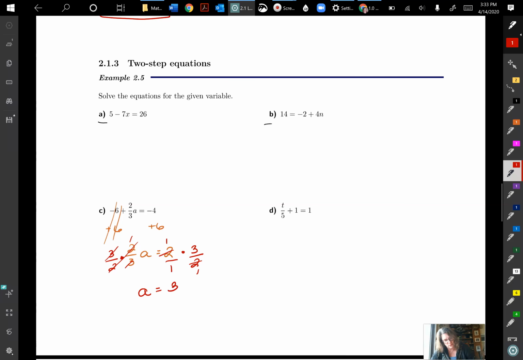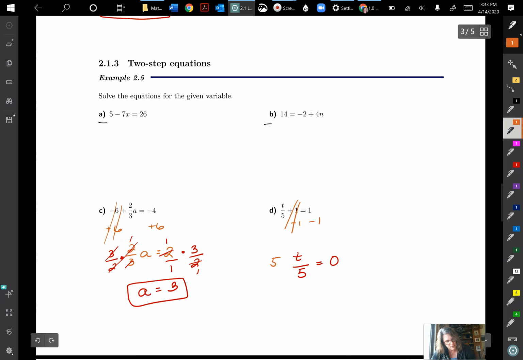On the next one over here, D, we are going to subtract 1 from both sides first. Then we have T/5 equals 0, and that's okay. Don't let that throw you off. And then multiply both sides by 5. We end up getting T equals 0.